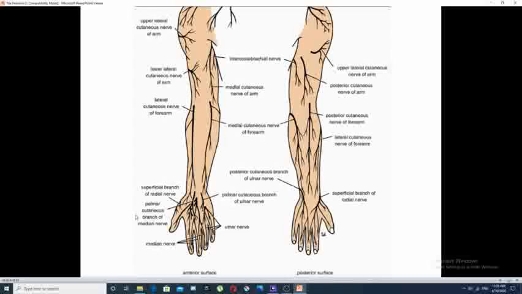You can see on the medial side of the forearm, skin is supplied by branches of the medial cutaneous nerve of the forearm. On the lateral side, it is supplied by branches of the lateral cutaneous nerve of the forearm, and posteriorly by the posterior cutaneous nerve of the forearm.